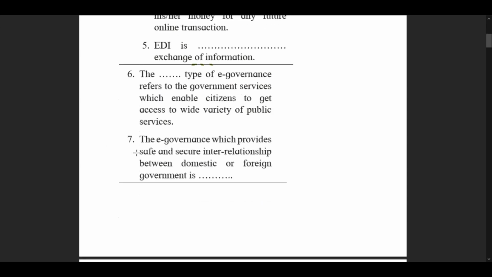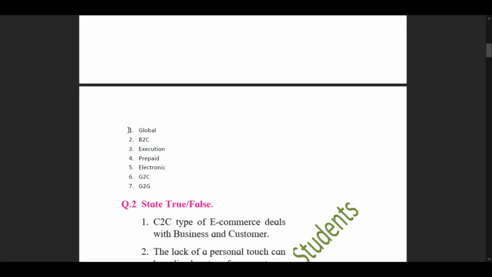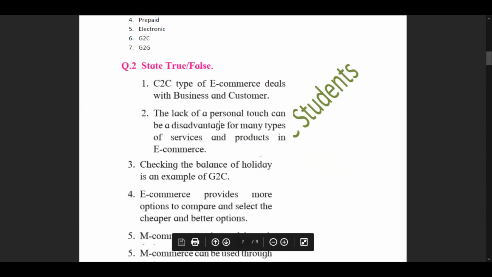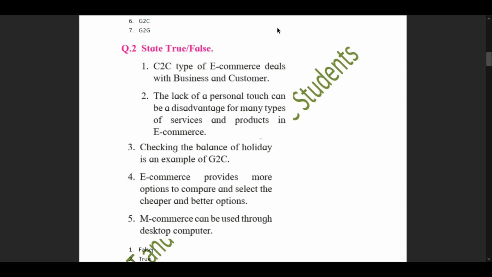Then we move forward to our seventh sub-question. The e-governance which provides safe and secure relationship between domestic or foreign government is dash. So the answer here is G to G. The e-governance which provides safe and secure interrelationship between domestic or foreign government is G to G. So I have made a list of the answers for our fill in the blanks. So you may note it down. Pause here. Just write the answers quickly with a pencil in your textbook or with a pen in your notebook, and we'll continue forward.